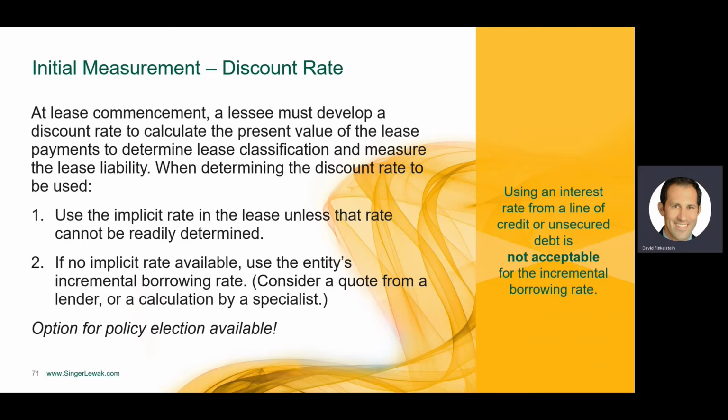Now, as part of the lease inception, the lessee must develop a discount rate to calculate the present value of the payments, to determine the lease classification, and how to measure the lease liability. When determining the discount rate to be used, you would use the implicit rate in the lease unless that rate cannot be readily determined. And when there's no implicit rate available or it is not readily determined, you would use the entity's incremental borrowing rate. You would consider this by obtaining a quote from a lender or having it calculated by a specialist.